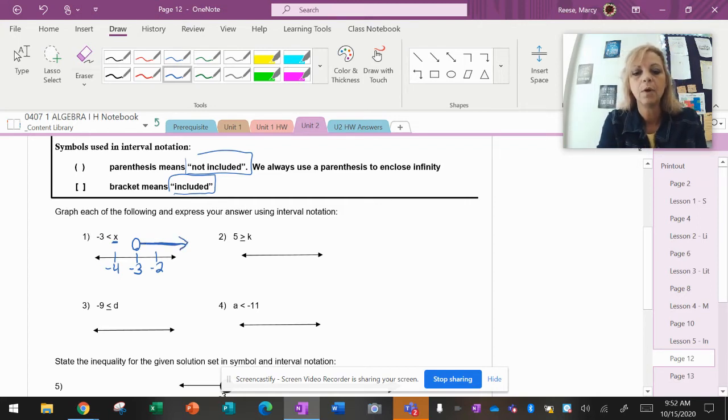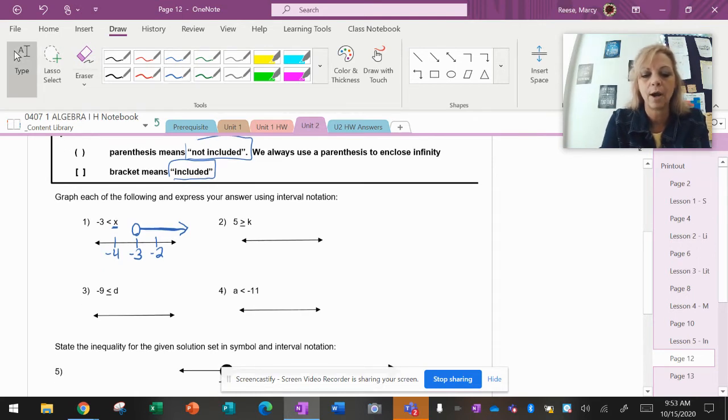Okay, so let's get them all down on a graph, and then we'll do the interval notations all together. So take a minute. I'm going to pop them up here. You're going to stop the video again, and I want you to try these. Okay, take a minute and try.